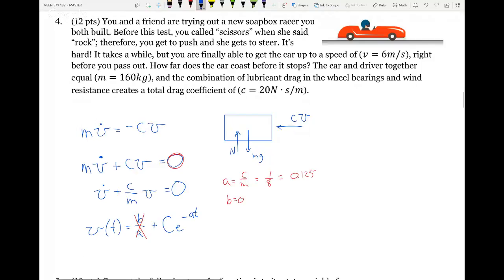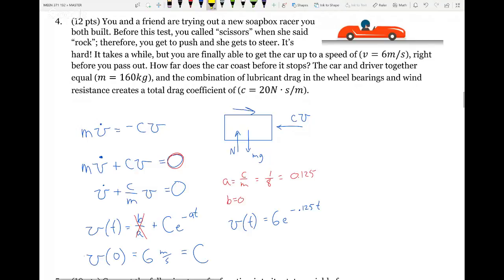Okay, to find that, we would say the velocity at time 0 is going to be 6 meters per second in the positive x direction. At t equals 0, this term right here is going to be 1. So then we can see that c is 6, which gives us a velocity equation: V of t equals 6e to the negative 0.125 t. Okay, that is our velocity equation.